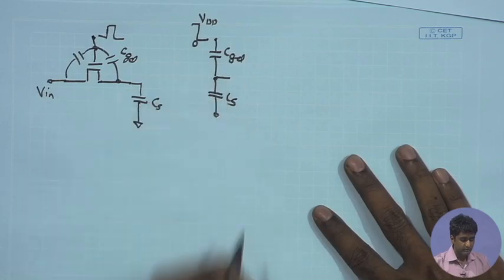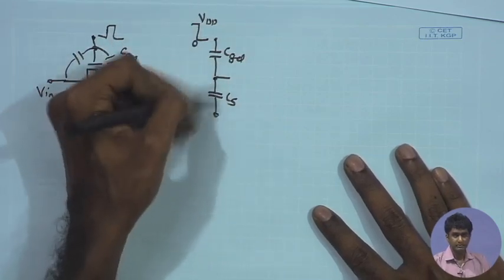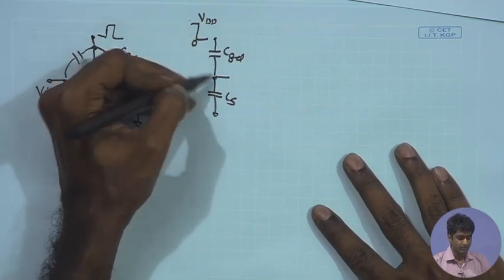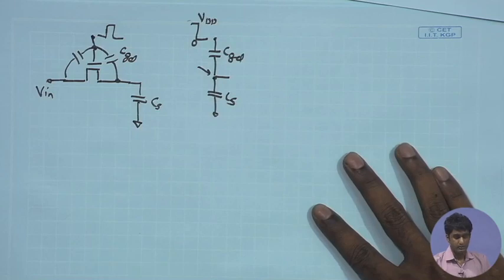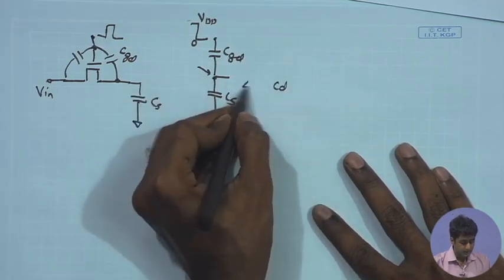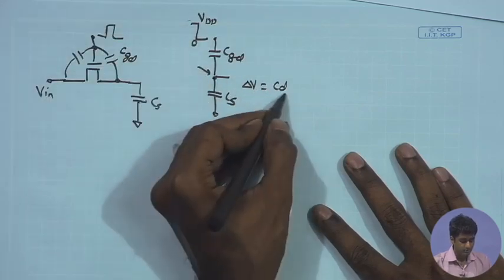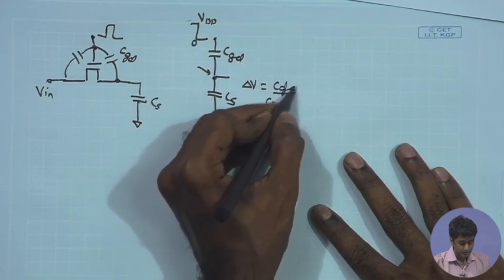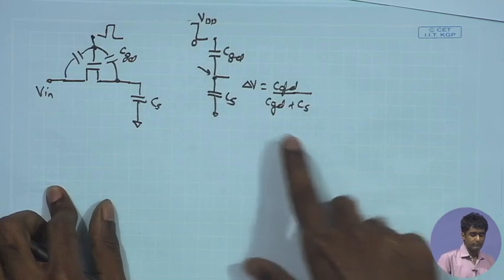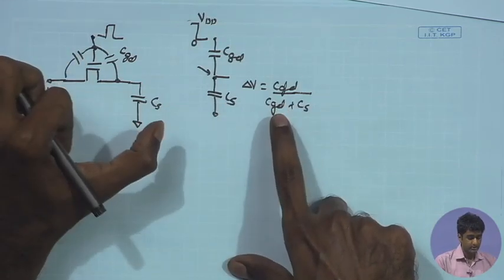And as a result, if I want to see the effect of this voltage transition on this point, this is something like an AC divider, where because of the capacitive coupling, this step voltage over here is going to have some effect over here. So if I look at this, the delta V resulting from this clock action is going to be proportional to CGD upon CGD plus CS.